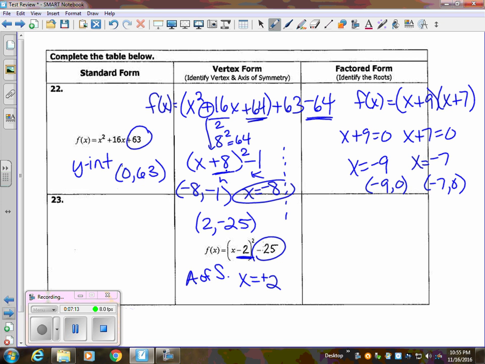Positive 2, sorry. You can also find it if you do part of the quadratic formula and do the opposite of b over 2a. That will also give it to you. But you would need it in standard form to do that. So to get it into standard form, write it twice. You will do the lobster.